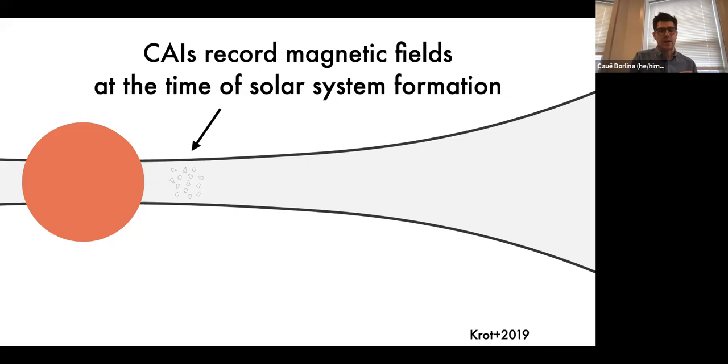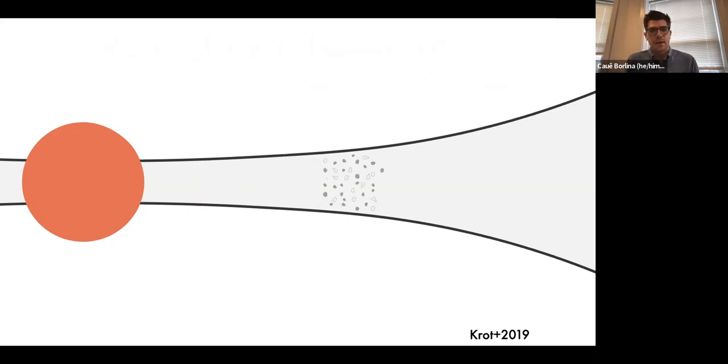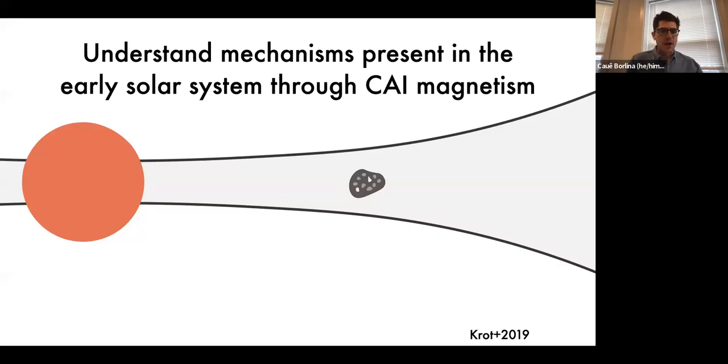So at some point, the CAIs had to have formed close to the sun, then the chondrites formed further out a few million years later, and some sort of transport mechanism had to move the CAIs from close to the sun to further out. And then finally, they got accreted to the meteorites that we observe. So what we're interested in doing here is trying to understand what mechanisms were present in the early solar system by obtaining magnetic measurements of CAIs. Specifically, can we understand the processes that were active in the solar nebula by measuring magnetic records from CAIs?